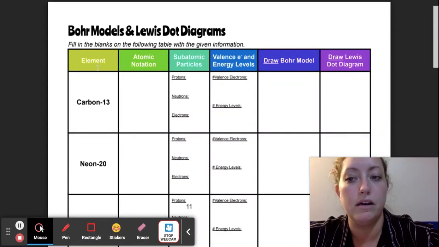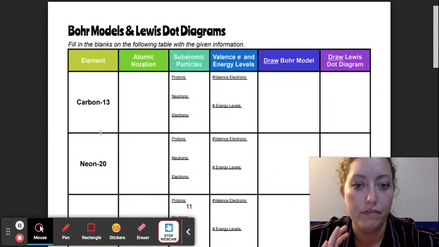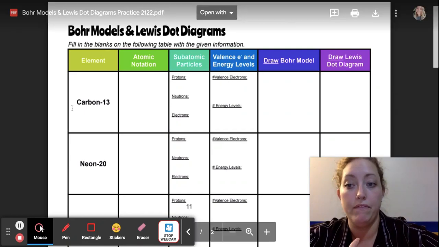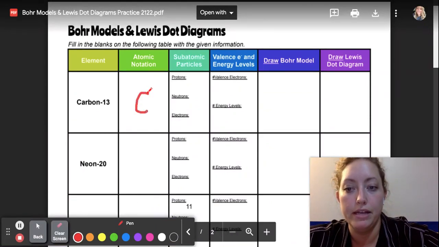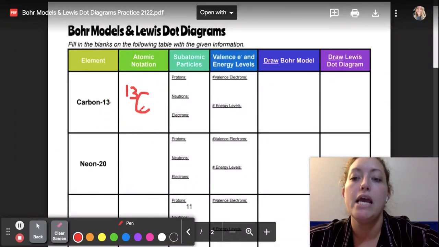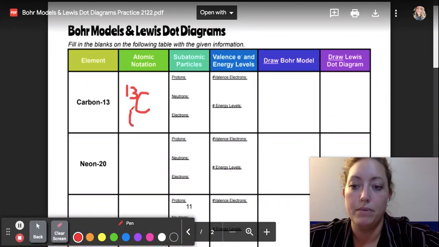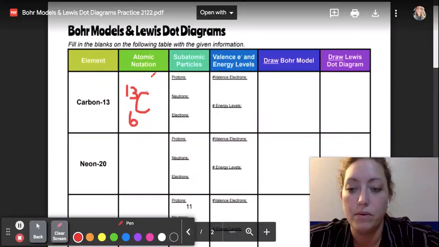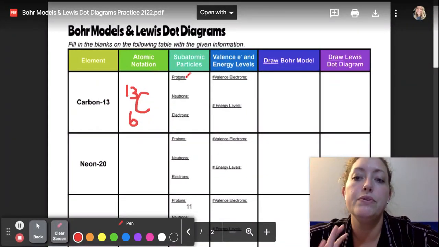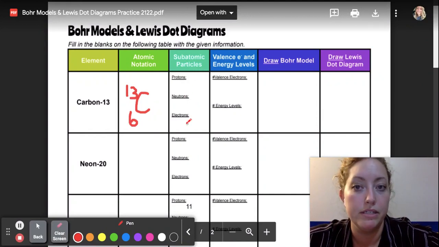On here, you're looking to see what you have and then figuring out the rest. On the first one I gave you, the element was carbon 13. So the atomic notation: you know that carbon is a C. 13 tells you right there in the notation that it has a mass of 13. You can look up on your periodic table and see that carbon has an atomic number of 6. And this one we're assuming is neutral because it doesn't tell us that there's a charge, so we're not going to have anything in this top corner. Now you can figure out how many protons, neutrons, and electrons there are.